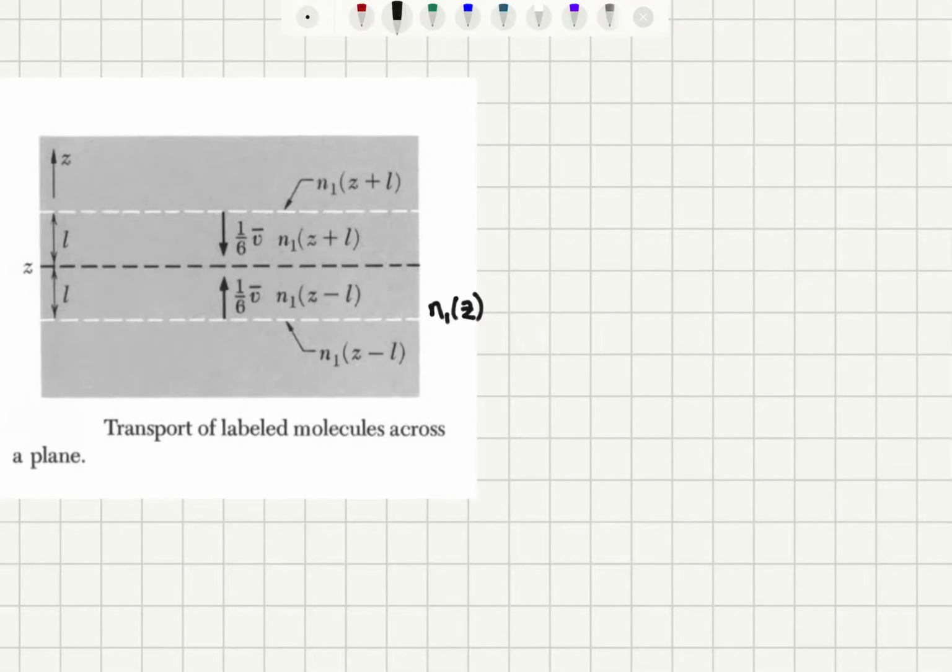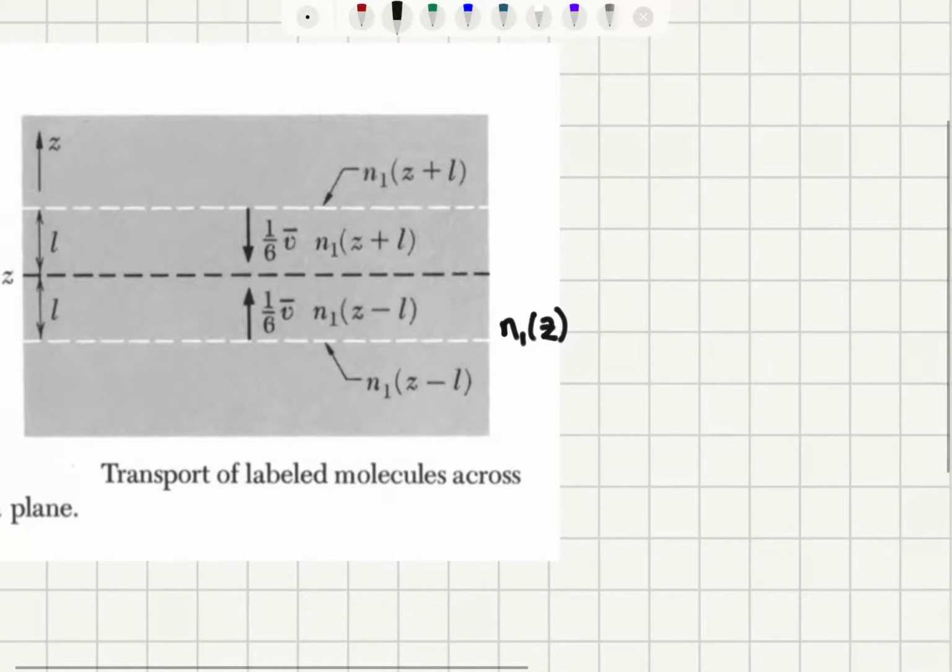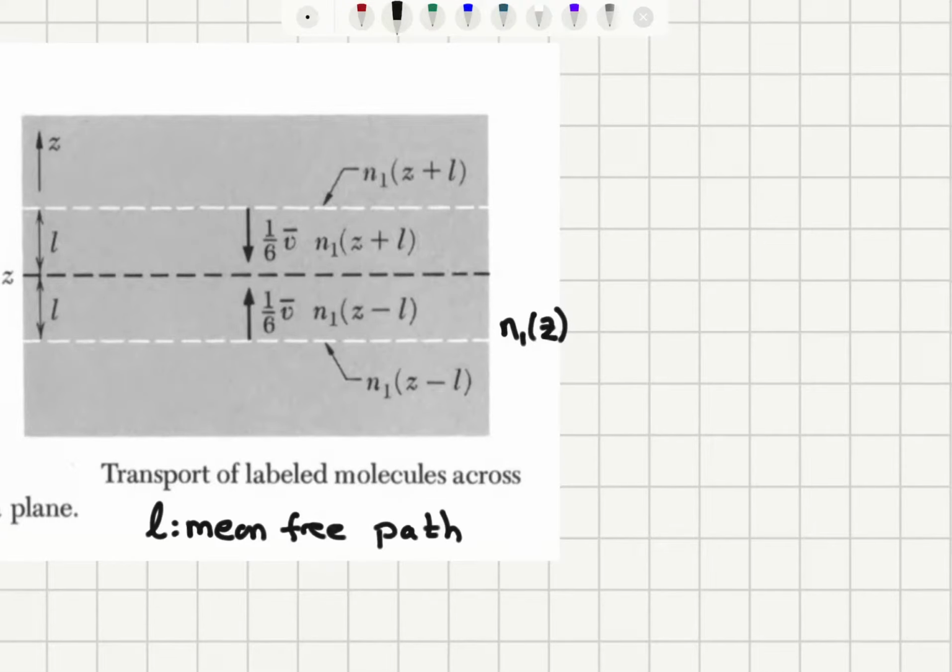And if you consider that on average 1/6 of the molecules will be moving in the negative Z direction and 1/6 moving in the positive Z direction, we have N1, the concentration of labeled molecules at position Z plus the mean free path L. So once again, this L is our mean free path. That's the last collision we had on average before reaching the Z equals constant plane.